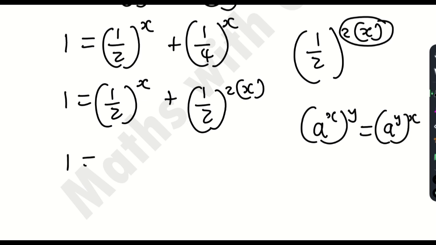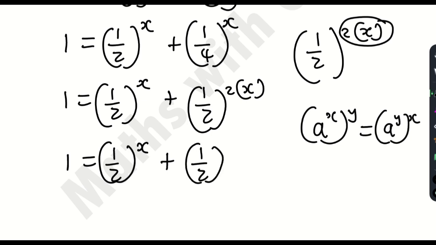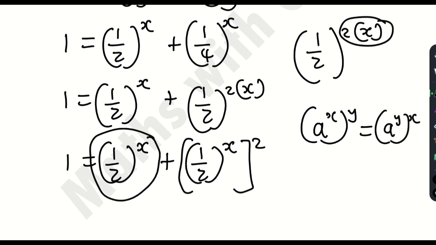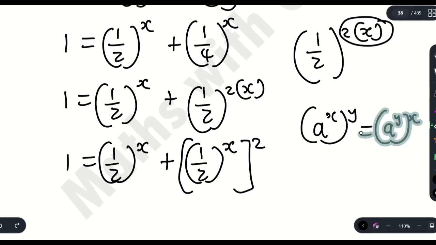It's going to be 1 is equal to 1 over 2 all raised to the power x plus 1 over 2 all raised to the power x, and then with a squared like so, because I just interchanged the position of the exponent. Now, why did I do that? I said that before. This is 1 over 2 raised to the power x. What do I have here? 1 over 2 all raised to the power x. Yeah. So let me erase this again.